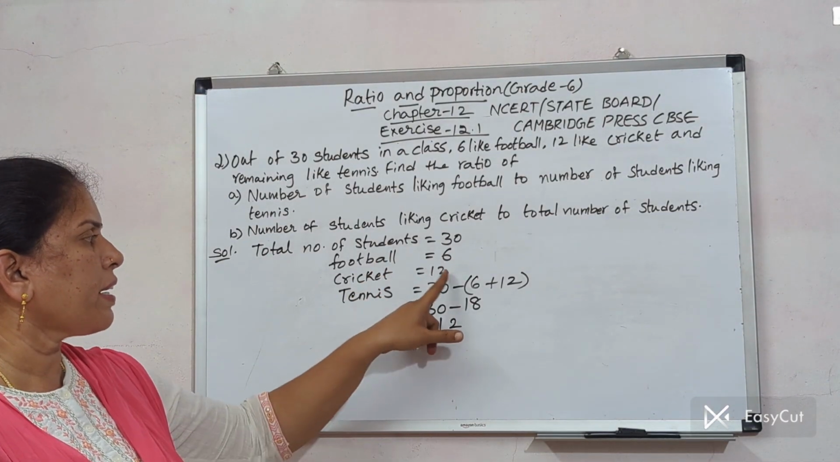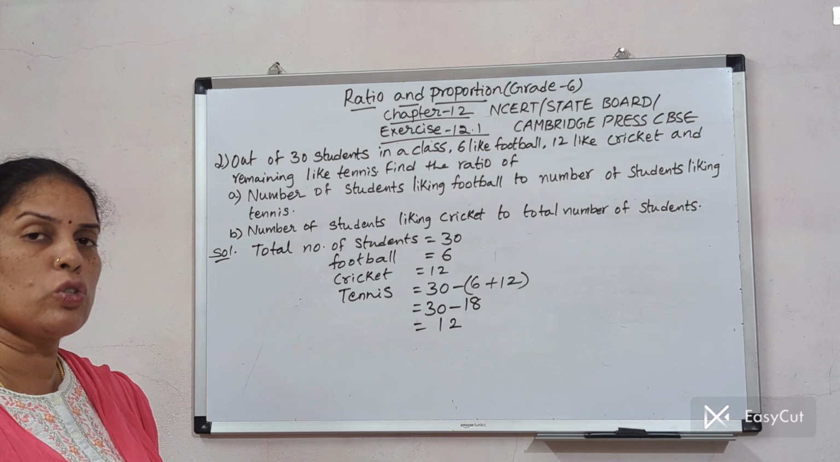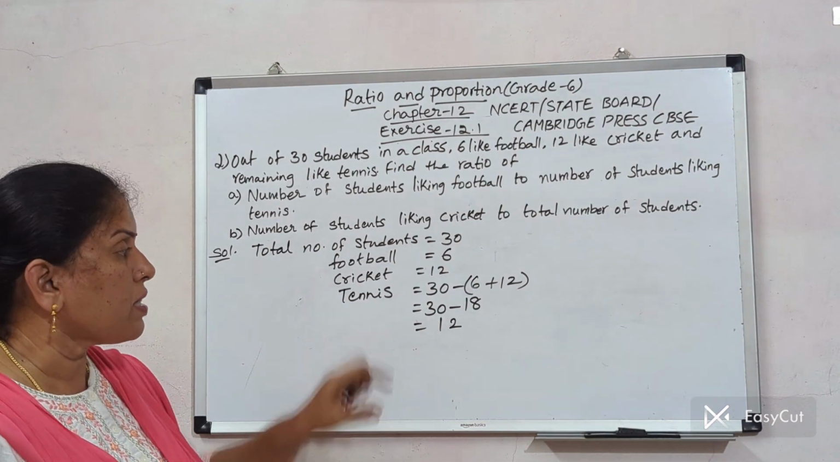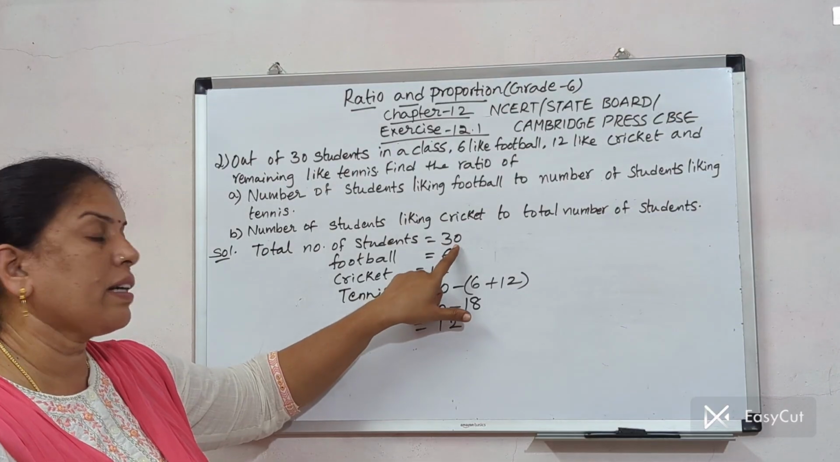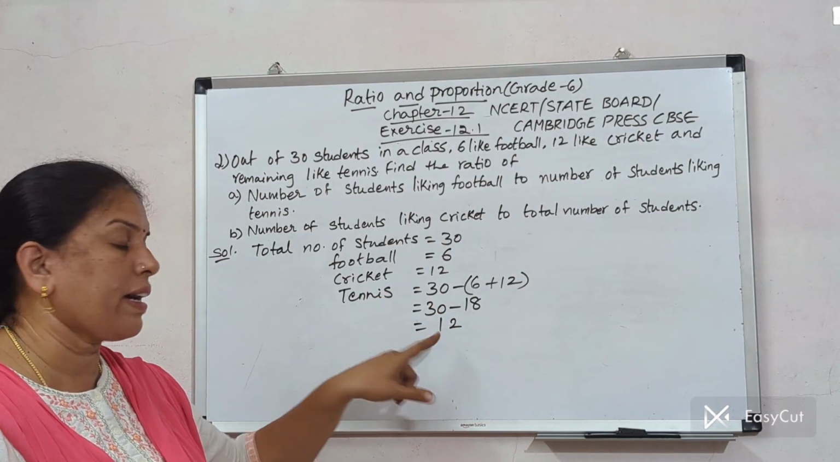Football 6 members, cricket 12 members, tennis also 12 members. If you want to check your answer, 12 plus 12 is 24. 24 plus 6 is 30. Here 30 is matching. So you have done your answer correctly.